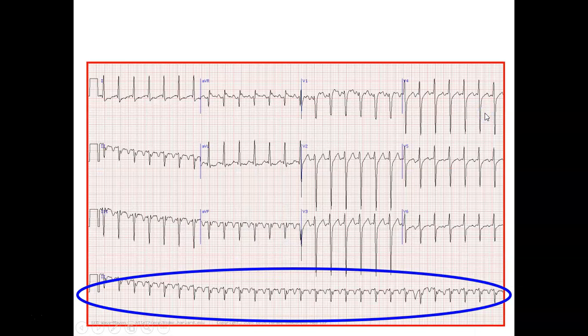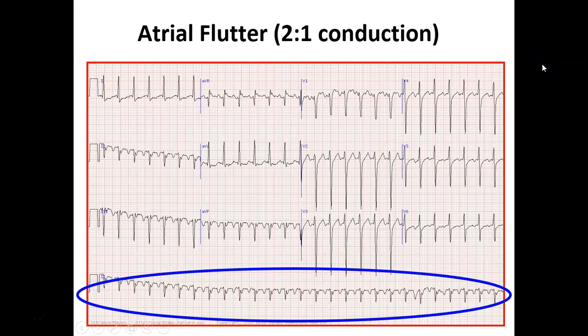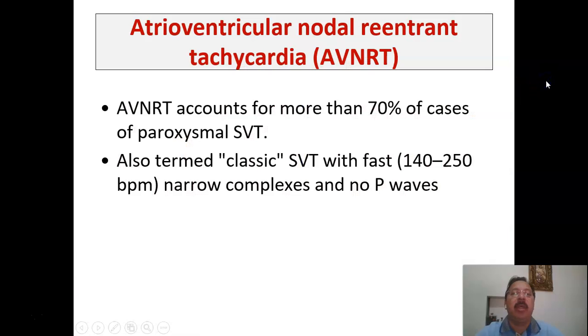So look at this ECG. Again, this is a 50-year-old patient who comes to the emergency department with sudden onset of palpitation and a heart rate of around 150. Always keep a differential diagnosis of atrial flutter with 2-into-1 conduction, and flutter waves are seen best in lead V1, lead 2, and here in this ECG, lead 3. So some notches are seen. These are your flutter waves.